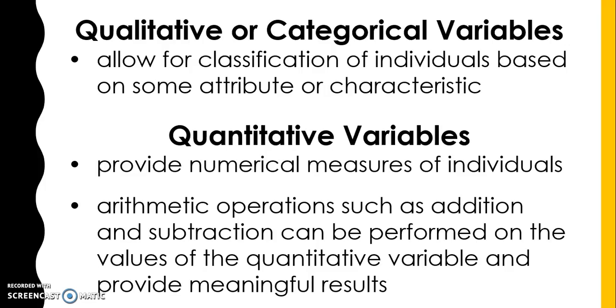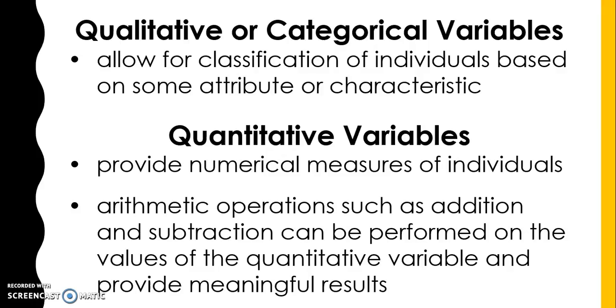So qualitative, or we also hear categorical, allows for classification of individuals based on some attribute or characteristic. The reason we also call it categorical is because that allows us to group them into categories. We also have quantitative variables, which provide numerical measures of individuals, and we can also perform addition and subtraction, and the results provide meaningful results. Or the results are meaningful. So you want to be careful here.